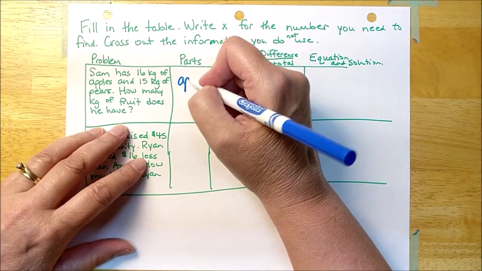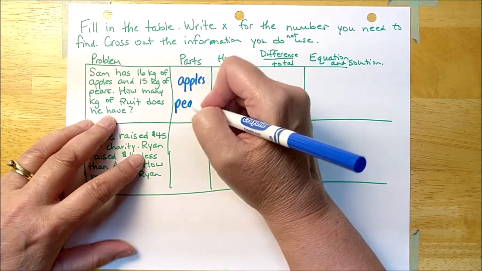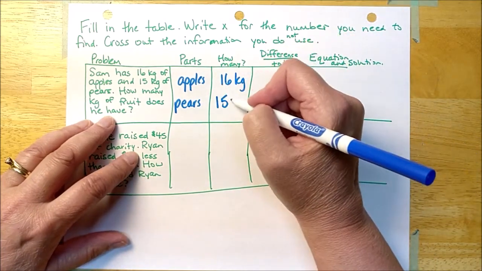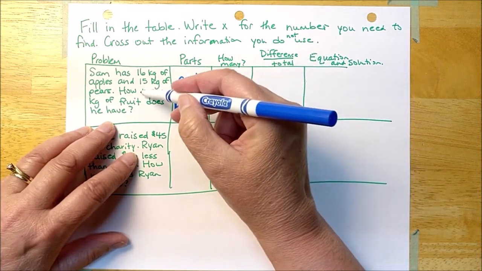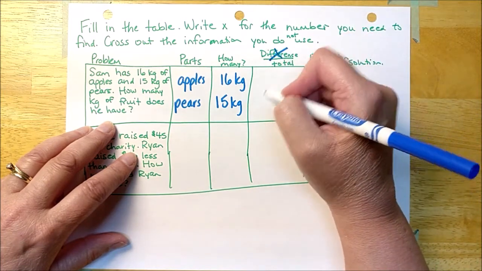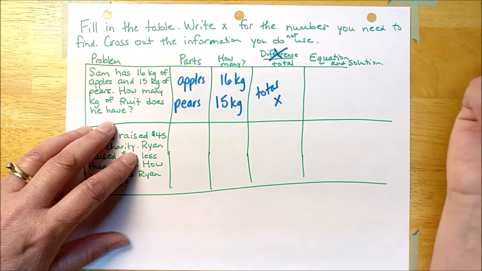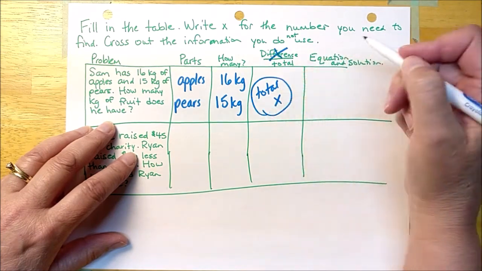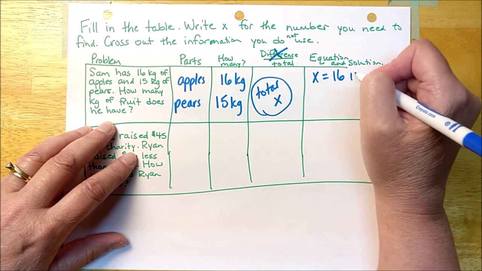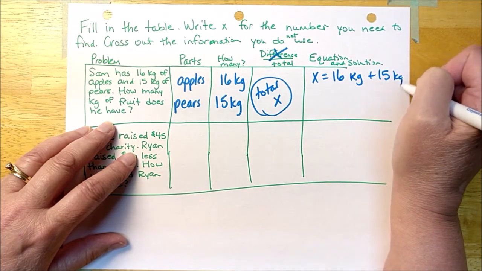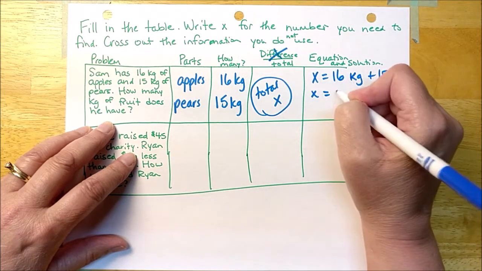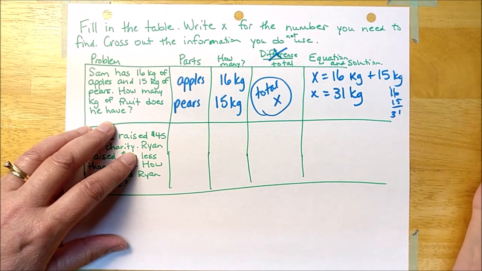So his parts, he's got apples and he has pears. So we know that he has 16 kilograms of apples and he has 15 kilograms of pears, and we need to know how many kilograms of fruit does he have. So we do not need to know the difference, we need to know the total. Total is the big number, so that means we're going to add 16 kilograms plus 15 kilograms. So that is 31 kilograms of fruit. That's a lot of fruit.